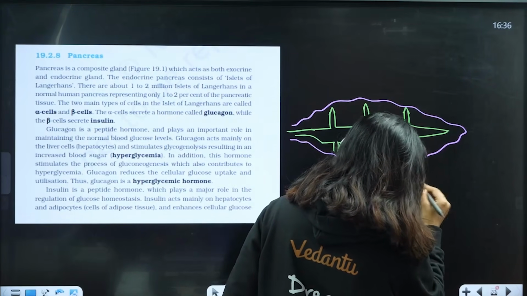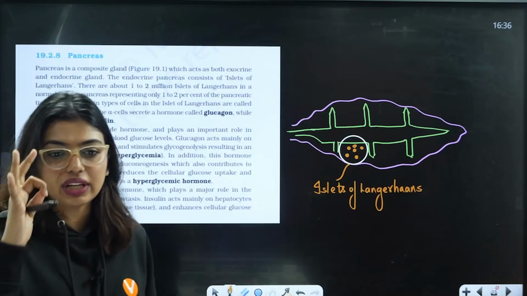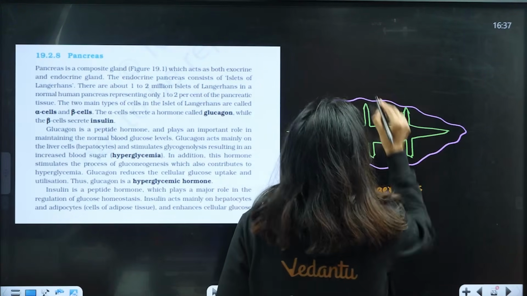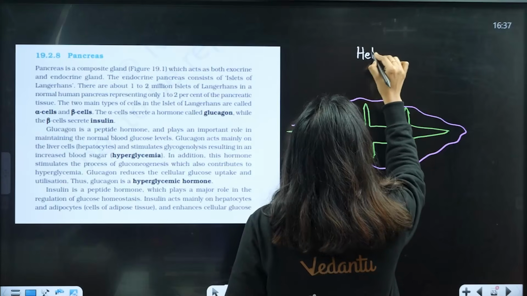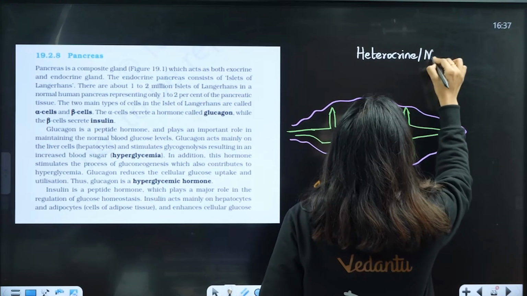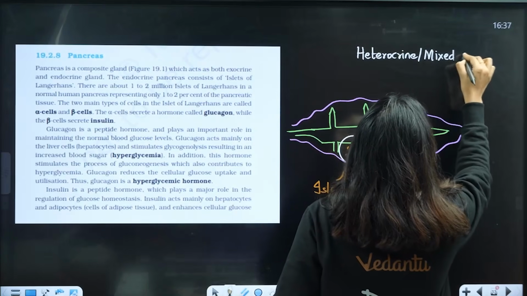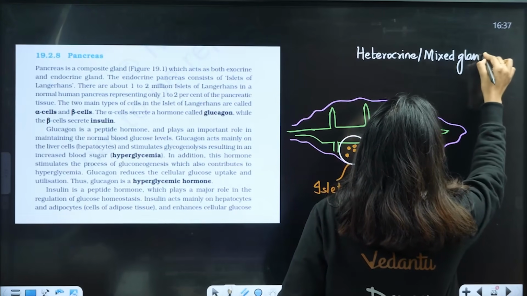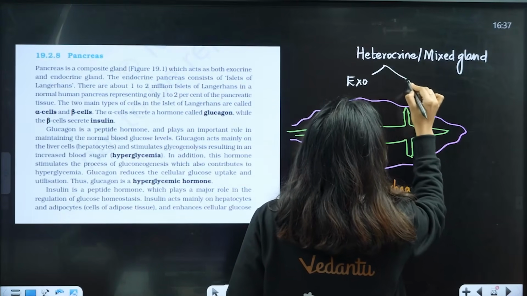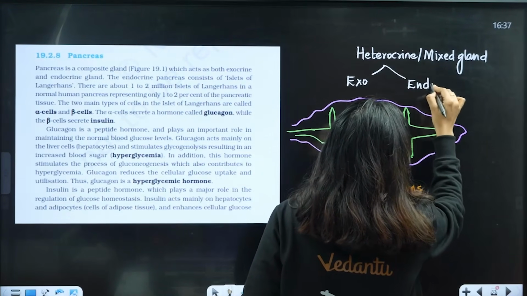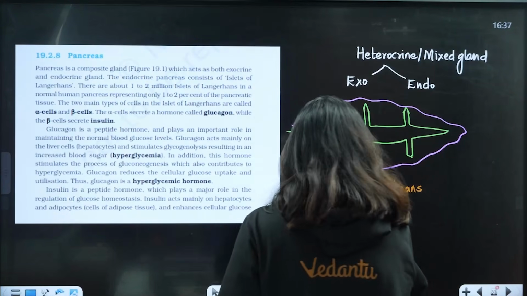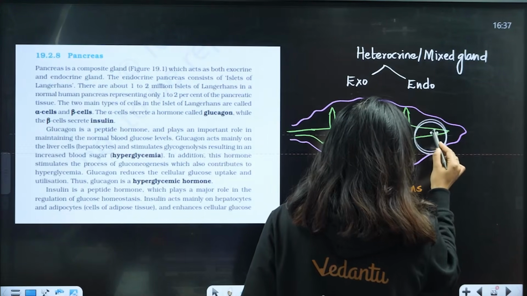These islets of Langerhans are going to give out 3 cell types. Now, ma'am, why are we calling this heterocrine? Remember, students, we call it a heterocrine or a mixed gland because it has both exocrine and endocrine activity. Exocrine activity is done by your acinar cells.